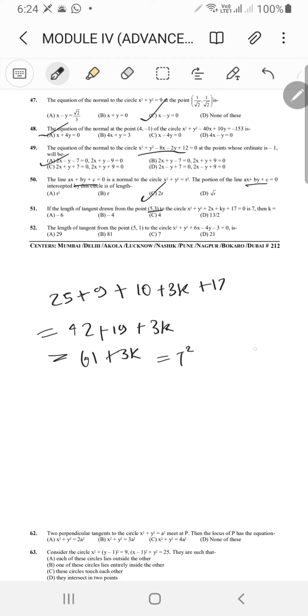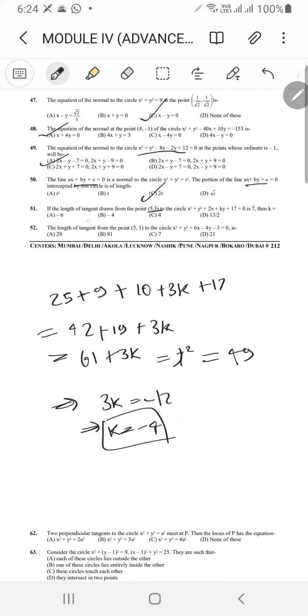And this length of tangent is small t squared. Length of the tangent is 7, which means this is 49. Okay, which means 3k is 49 minus 61, so that is minus 12, right? So k is minus 4. Nice, let's move on.